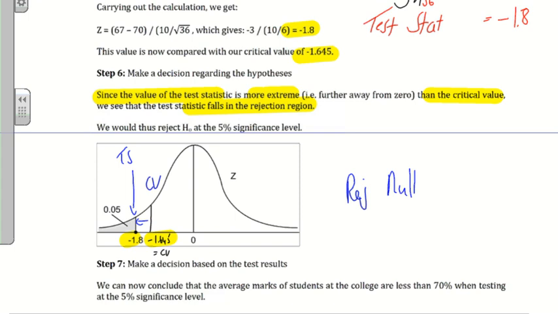Now listen to the phone call that you make. You phone up the information department, and what can you say? Can you tell them that they are liars and that their students did not get 70%? No, you can conclude that the average marks of the students at the college were less than 70% when testing at a 5% level of significance. But remember, if I tested at any other level, I couldn't make the same conclusions, could I? So I can only say, I know I'm 95% sure that what you're saying is not true, but that's all you can say.